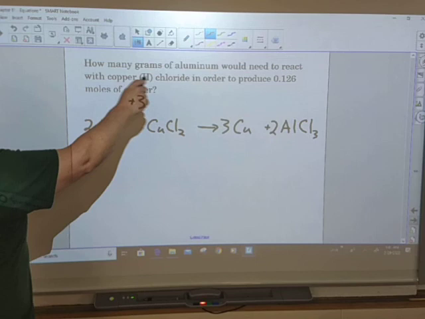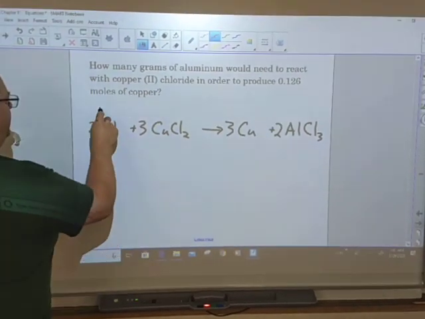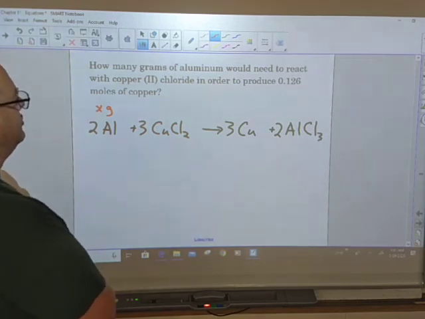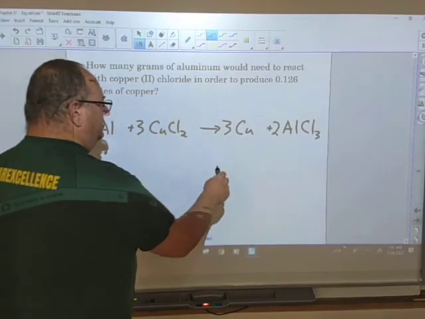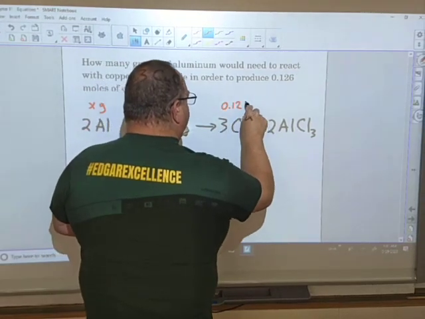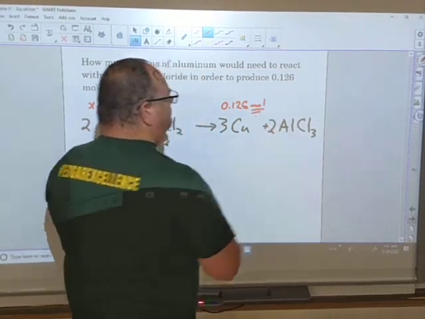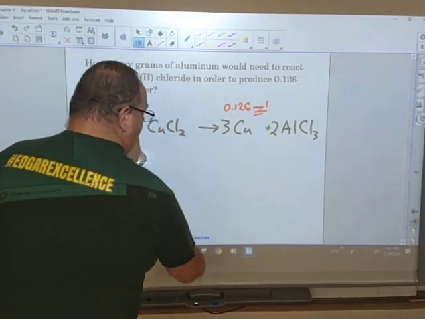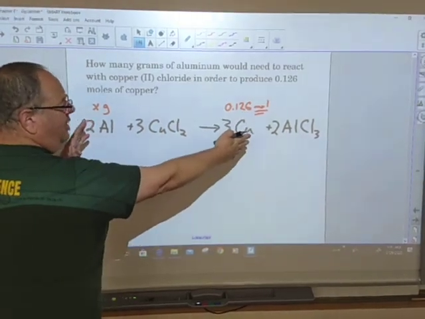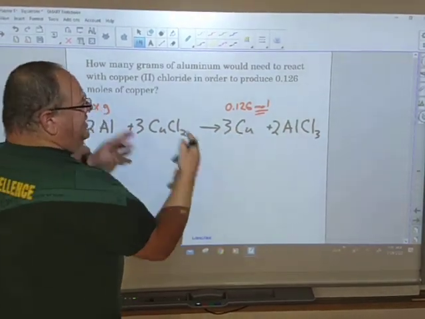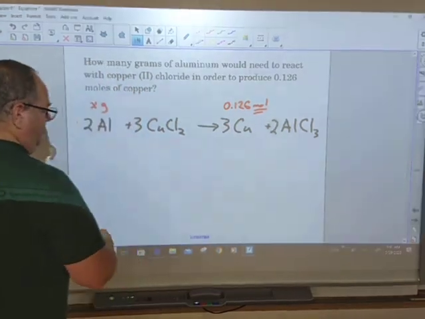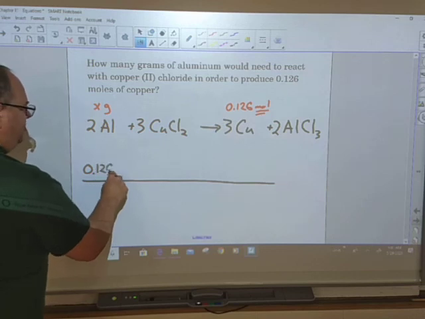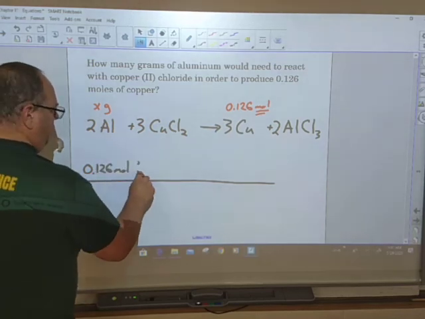Let's write in. How many grams of aluminum? Here's aluminum. I'm going to put X grams. I want to produce 0.126 moles of copper. 0.126 moles. Look at that. It was moles, not mass. Now, I know that's a product, but that is the quantity I was given to start my calculation. So I start out with 0.126 moles of copper.